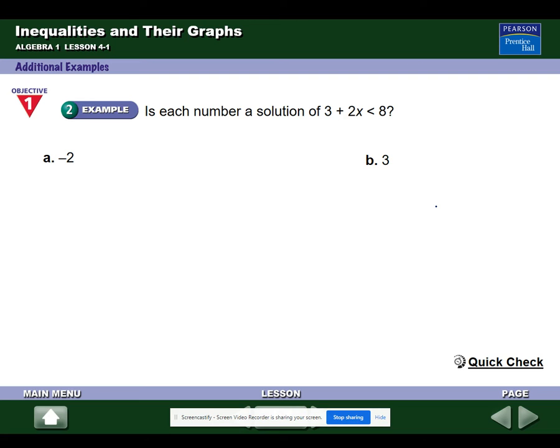Is each number a solution of 3 plus 2x is less than 8? Now, in a section or two, we'll be solving these types of inequalities, but right now we're just wondering about plugging it in. So I plug -2 in for x there, you're going to have 3 plus 2 times -2, wondering if that's less than 8. You can even do the question mark thing like I've done before. Is this true? Okay, well, this is -4, so this is really like saying 3 minus 4. And 3 minus 4 is -1. Is -1 less than 8? Yes, it is. So -2 is a solution.